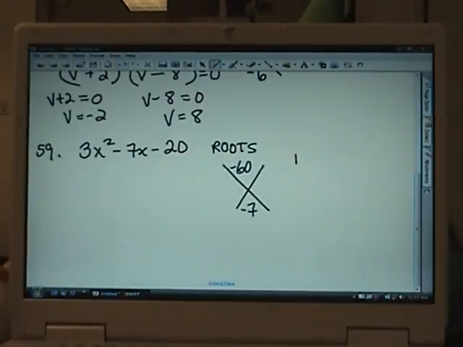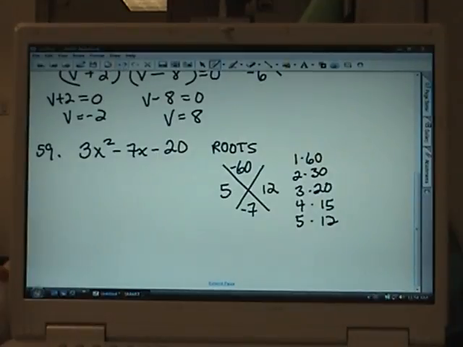So 60 would be 1 and 60, 2 and 30, 3 and 20, 4 and, is it 15? 5 and 12. And 5 and 12 is what I'm looking for. What will give me a negative 7? I want a positive 5, a negative 12. There is an a term, so I'm going to be factoring by grouping, and it's the 7x that I'm going to change to 5x and 12x.